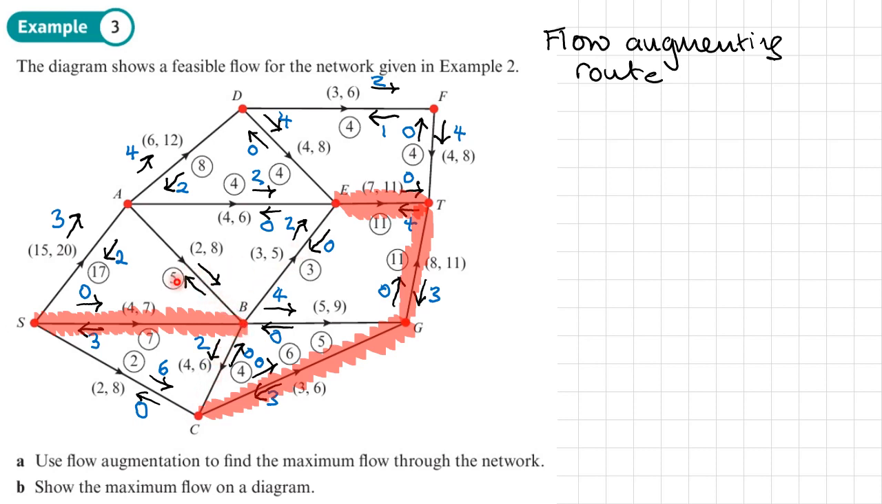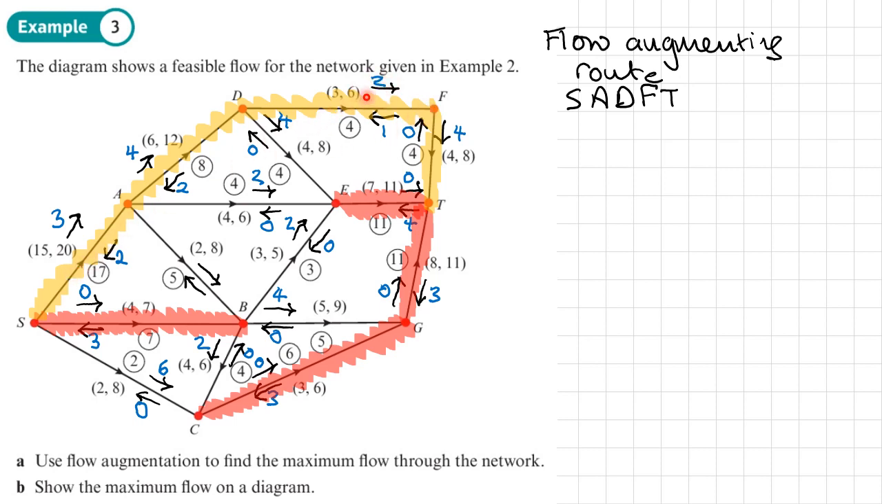So that's no good. So there are some backward routes I possibly could use, but they've got 0, which I can't use. So my flow augmenting route is going to be S, A, D, F, T. So we'll just highlight that route on my diagram. So we're taking this route here, and I'll look for the smallest value on this route to see how much I can increase the flow by.